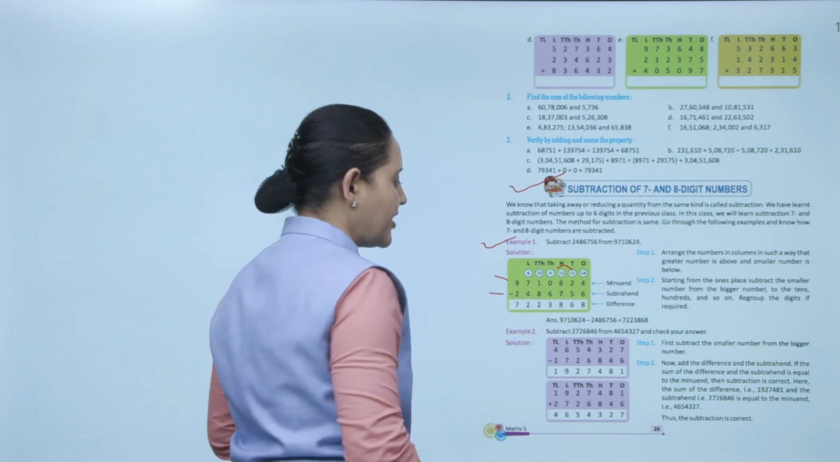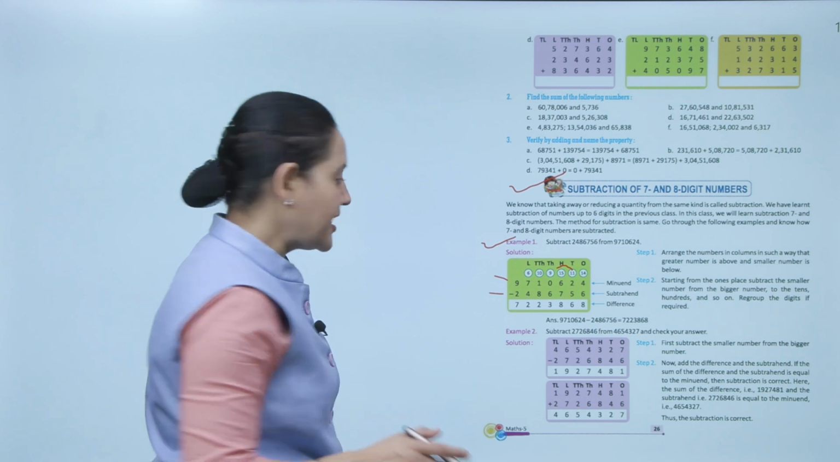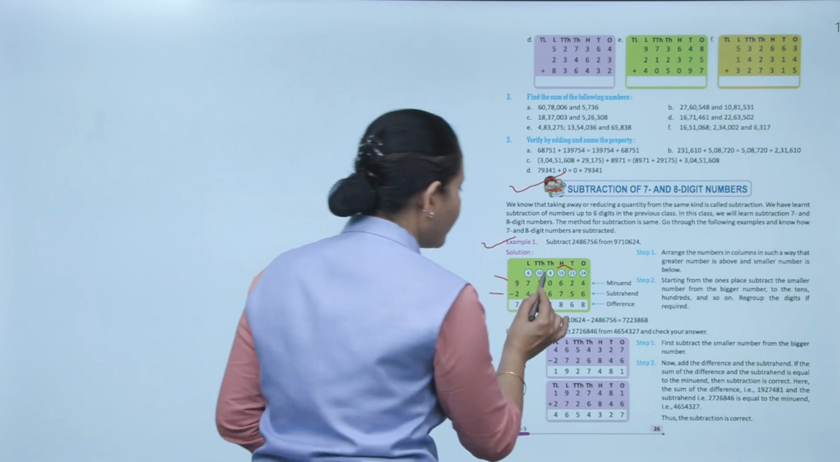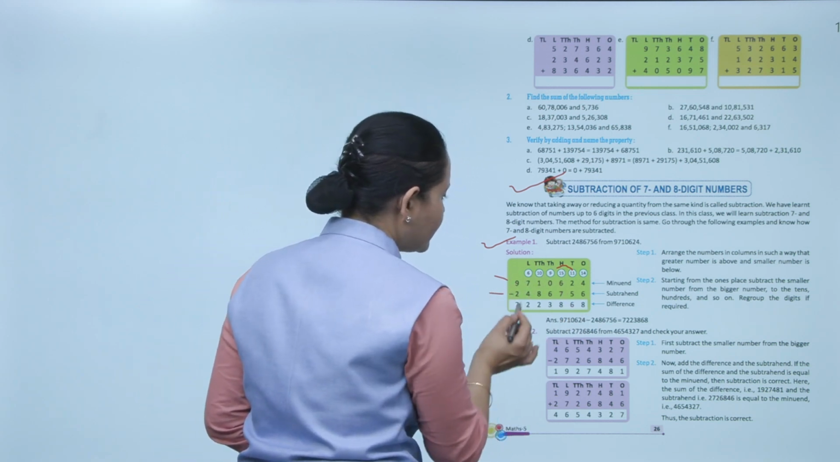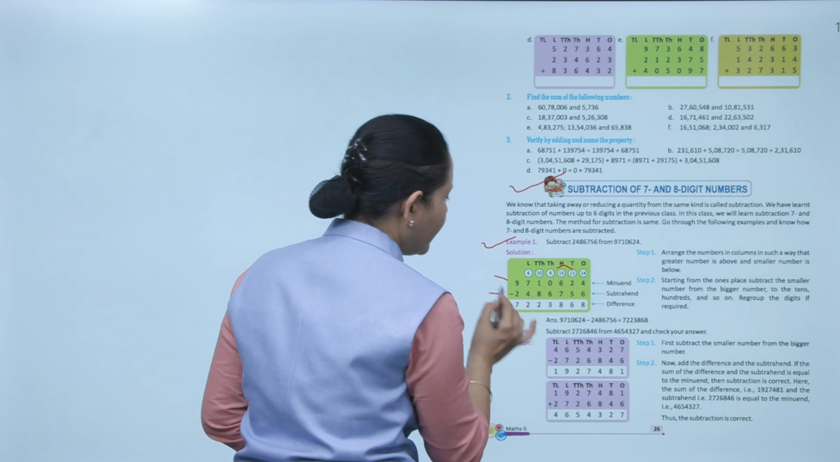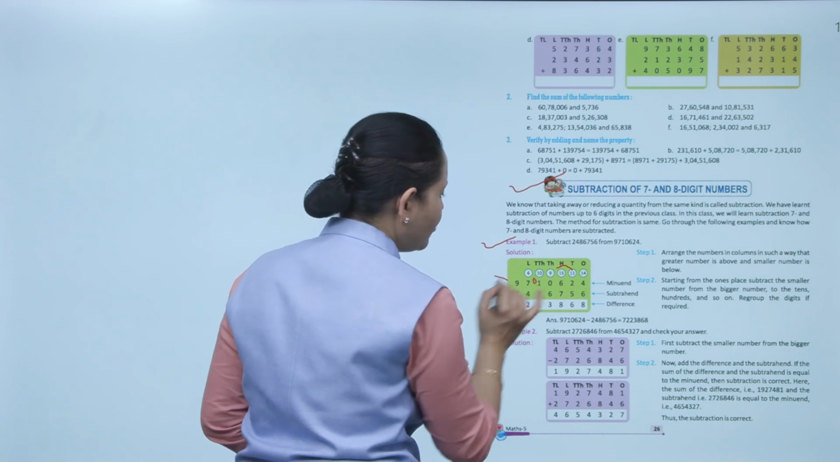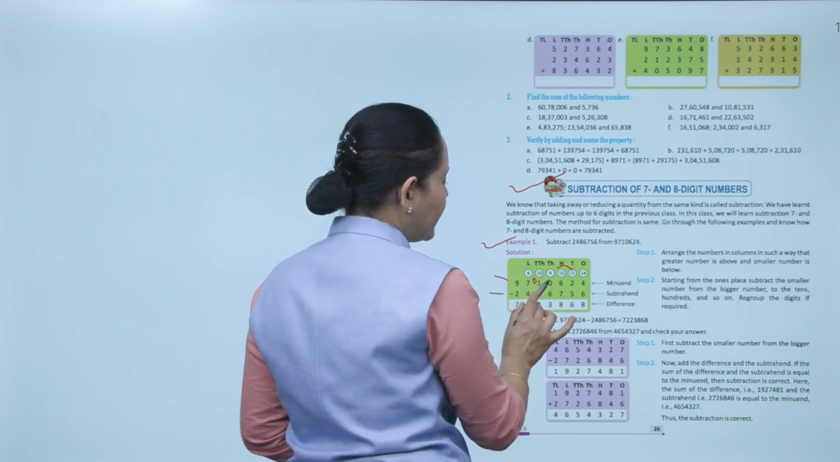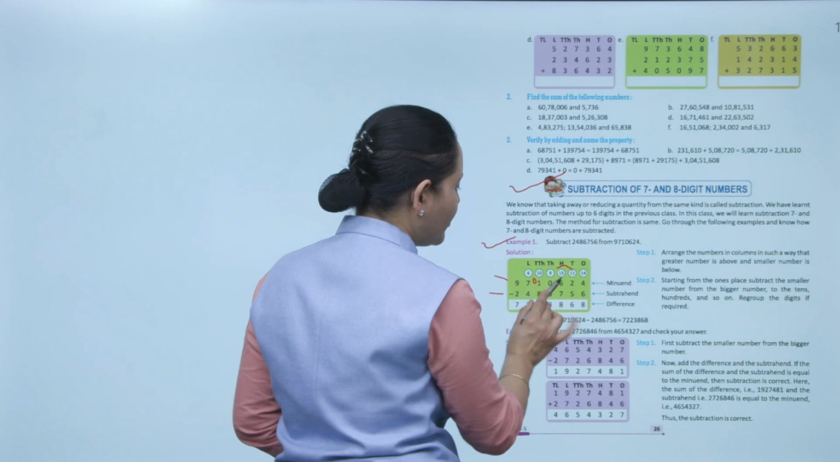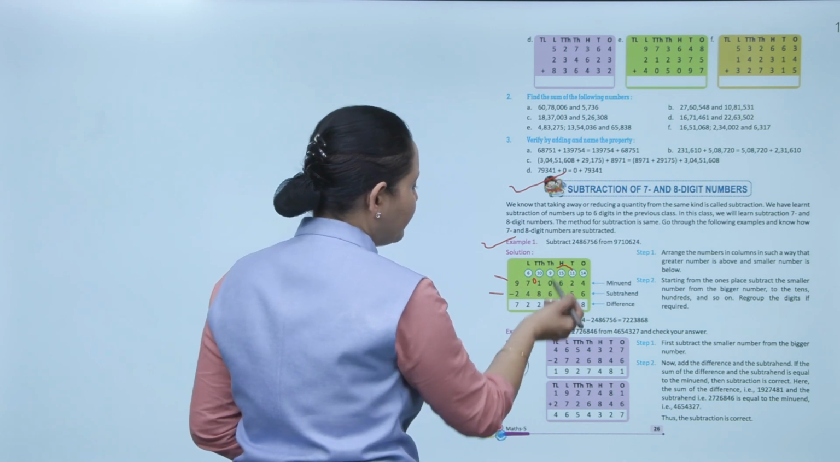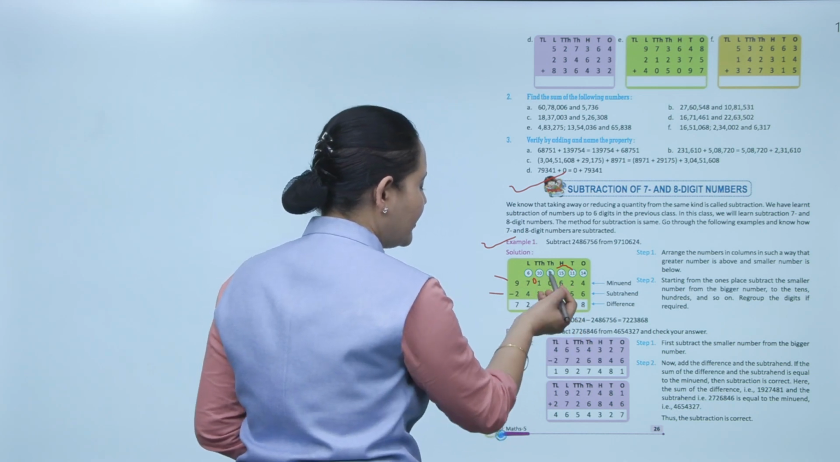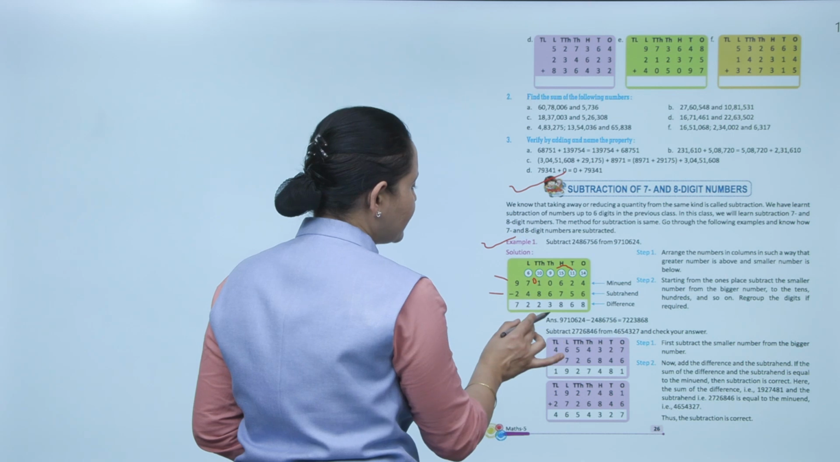Here it becomes 5. Again we cannot subtract 7 from 5. So we will borrow from here. But here it is 0. So we will borrow from here. It becomes 0 here, so it becomes 10. Now we will borrow 1 from it. So it becomes 15. 15 minus 7, that is 8. Here it left 9. 9 minus 6, that is 3.